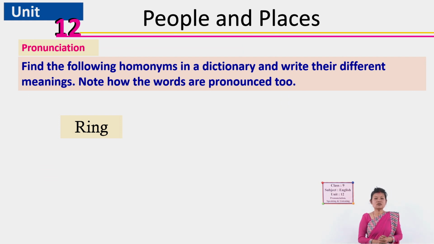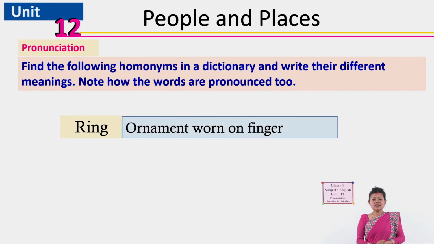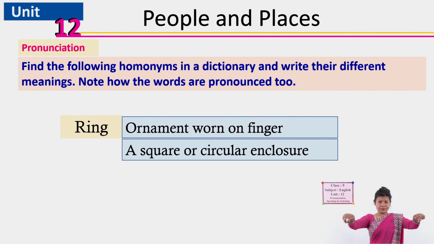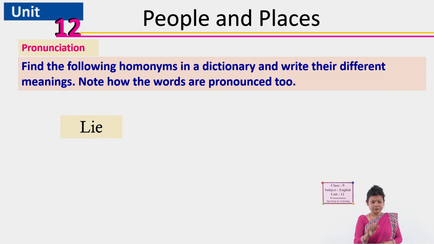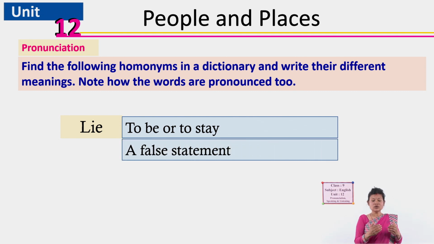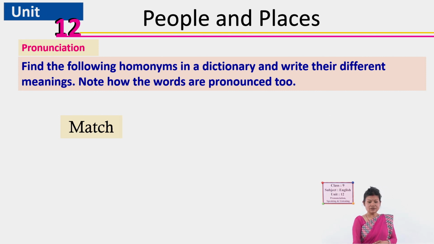So let's see some more words here. Ring. First of all, try to pronounce it. Ring. And its first meaning is an ornament that is worn on the finger. I think you also might have worn rings on your finger. And the next meaning can be a square or circular enclosure, an enclosed area. Have you seen a boxing ring? That place is also called a ring. One more word, lie. And this is also a homonym, to be or to stay. The first meaning, for example, it lies here. Banepa lies in Kavre district. So location. And a false statement. It has also another meaning, that is a false statement, the opposite of truth. So in this way, it has different meanings.